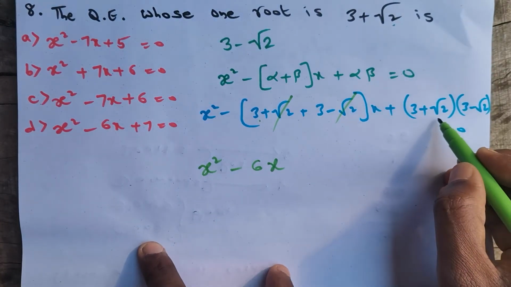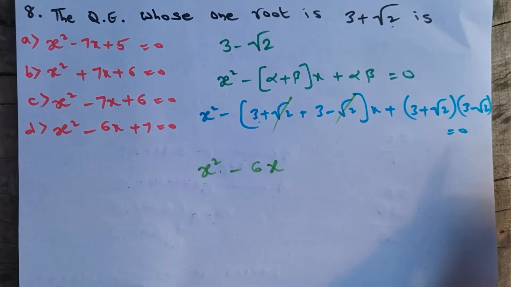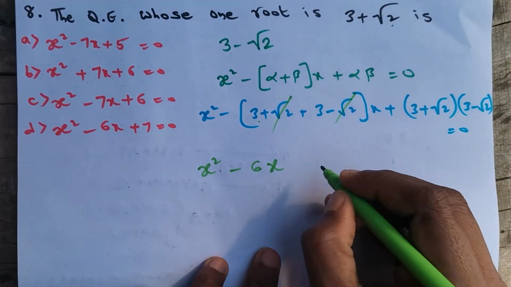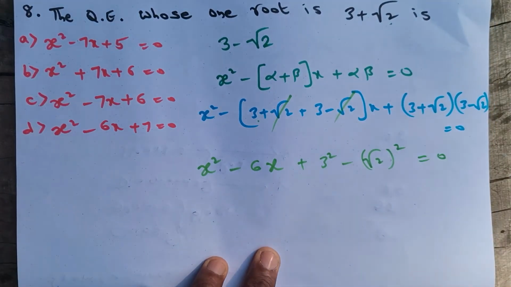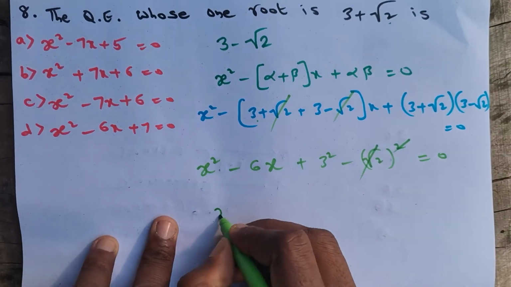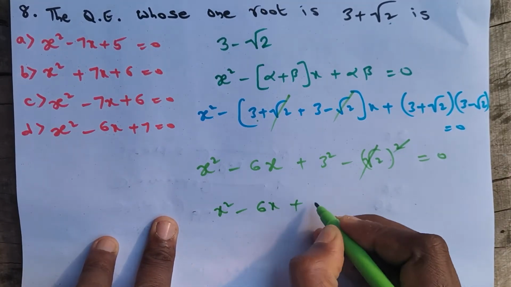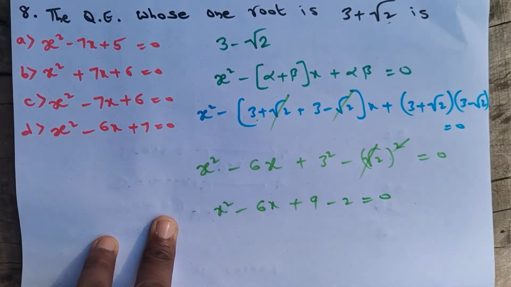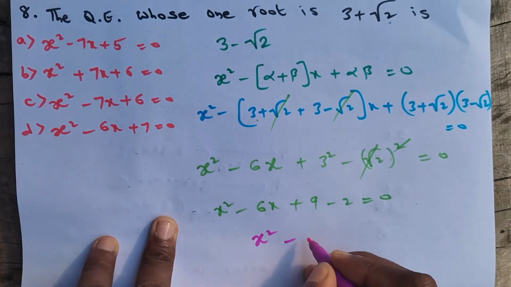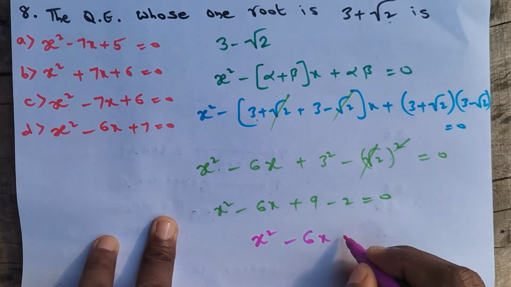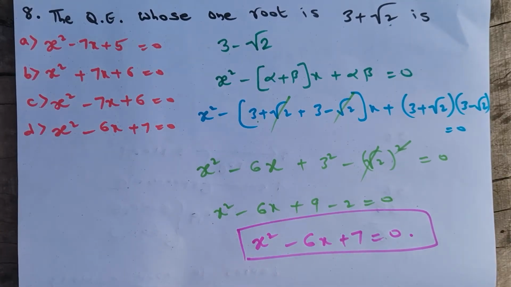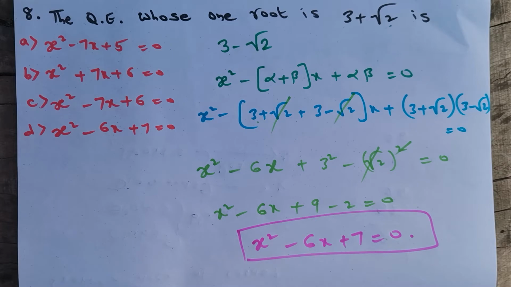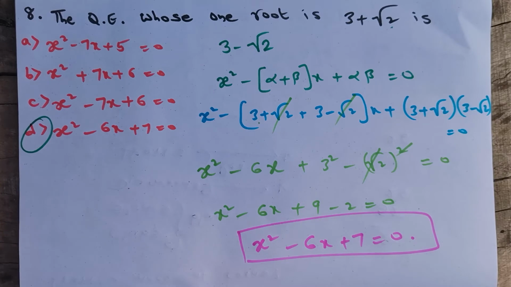Now 3 plus root 2 into 3 minus root 2, it is in the form of a plus b into a minus b. So a square minus b square, that is nothing but 3 square minus root 2 square. Here square and root cancel. So we remain with x square minus 6x plus 3 square is 9 minus 2 is equals to 0. So we get x square minus 6x plus 7 is equals to 0. This is the required quadratic equation. So option D is correct.